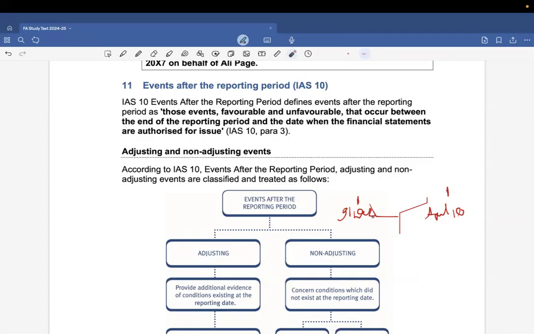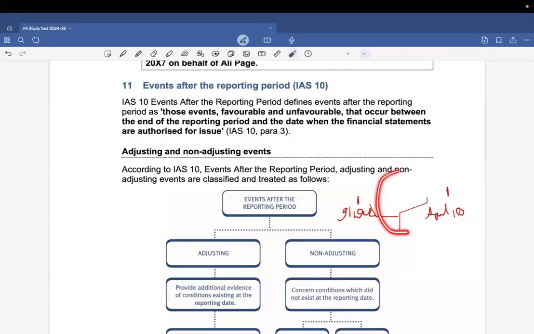This is the 31st December year end. This is April 10th, that is after the year end, when the FS is going to be signed for issue. Issue means it could be available everywhere. Understood?